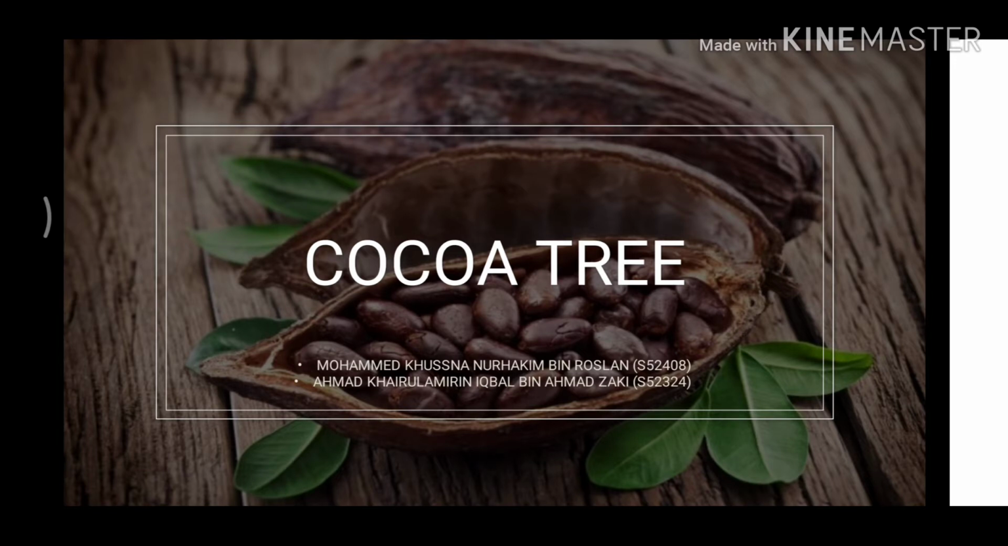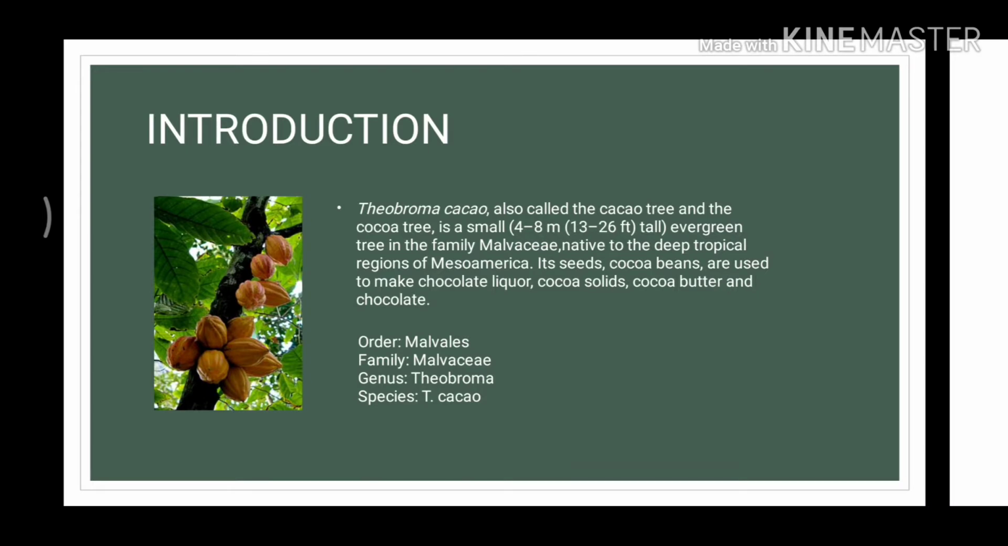I'm the first presenter about the cocoa tree from this slide. Introduction about the cocoa tree, also known by its scientific name, Theobroma cacao. It is a small evergreen tree in the family Malvaceae, native to the deep tropical regions of Mesoamerica. Its seeds, cocoa beans, are used to make chocolate liquor, cocoa solids, cocoa butter, and chocolate.